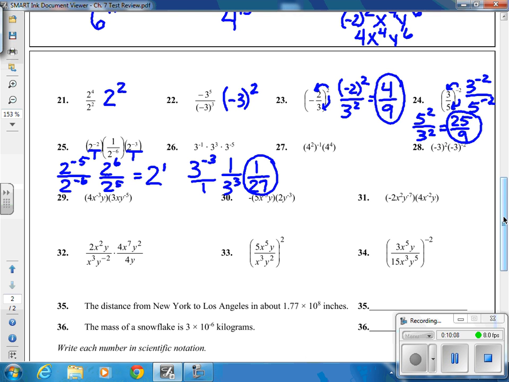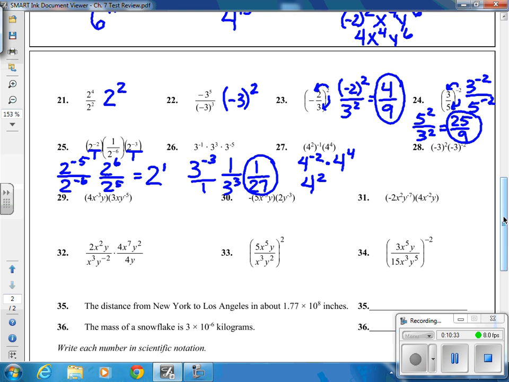For number 27, you need to do the power of a power first, and then you can start combining. So 2 to the negative 1 power is going to be 4 to the negative 2, and then times 4 to the 4th power. I have the base of 4, so keep the base of 4 and add your exponents. Negative 2 plus 4 is going to give you a squared. So 4 squared, right? And because it did say in the directions to simplify, you're going to leave it 4 squared. If it said evaluate, then we would go further.